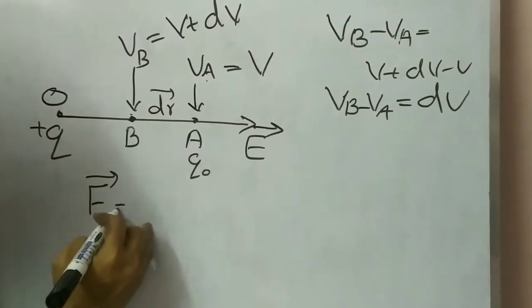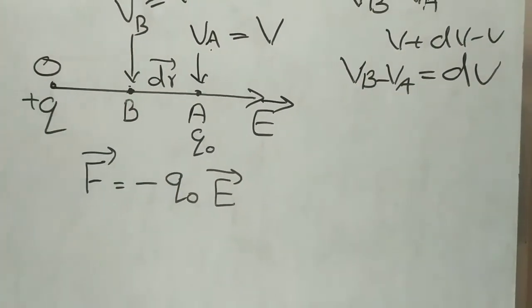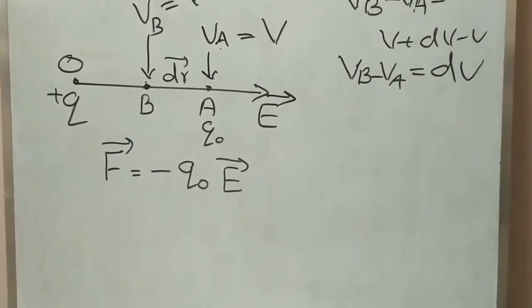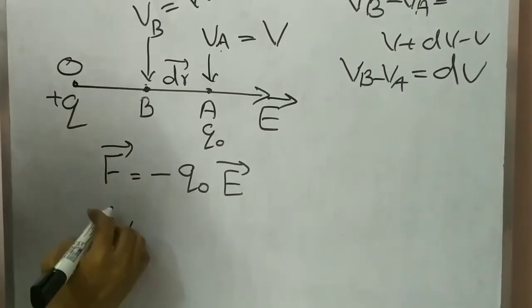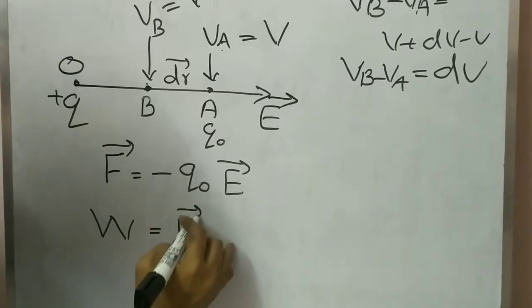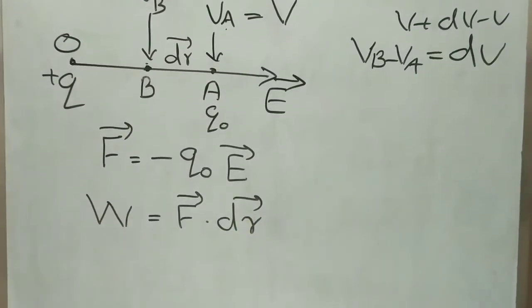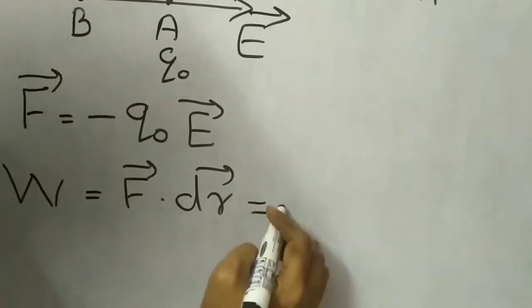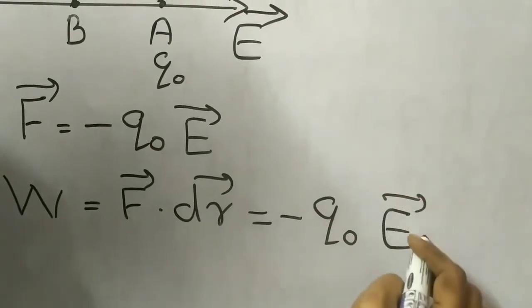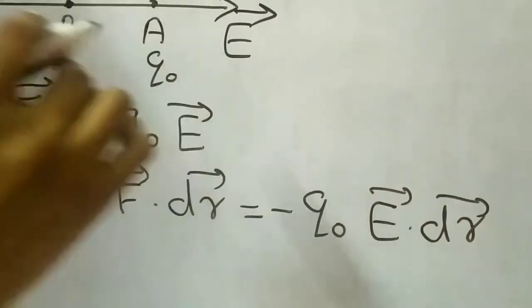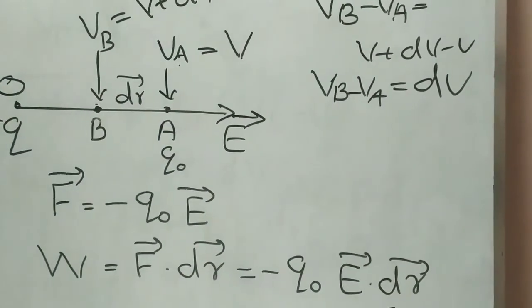F is equal to minus Q0 E, that is the force applied there. Then we can write an expression for the work done. Work done is equal to F dot dr. Then we can substitute for this F, then minus Q0 E dot dr. Okay, now from the definition of this potential difference, how can we write work done?